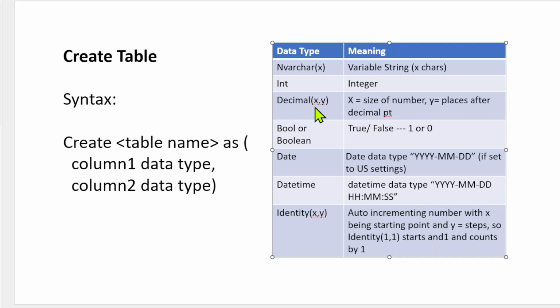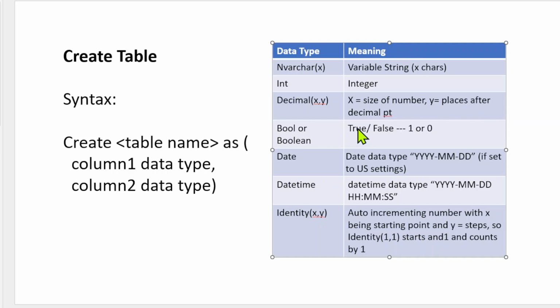And we have decimal here. Decimal has two values you put inside the parentheses. X is the size of the number, so that's how many digits in total. And then Y is the number of places after the decimal point. So if you wanted it to be like 100.25, you would make this number 5. You need 5 total spaces for the numbers, and then Y are the spaces after the decimal.